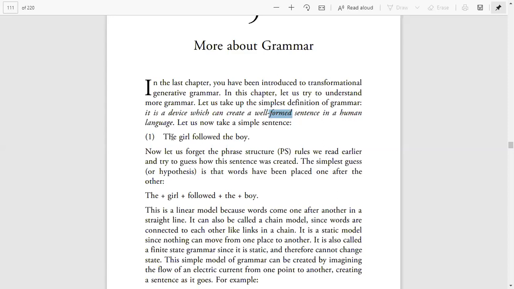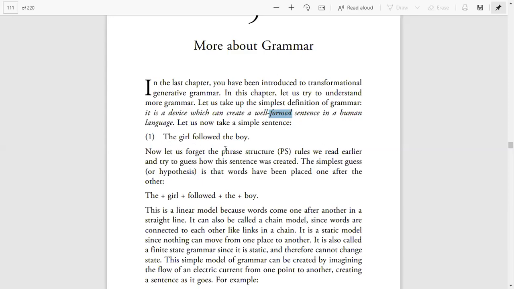So now let us take an example. The girl followed the boy. It is a very simple example. So we will see the transformation rules. We'll apply some transformation rules on this sentence. We will check the base level or the structure of this sentence initially.